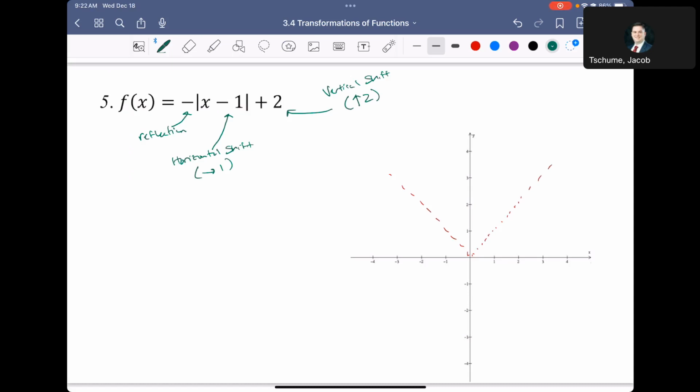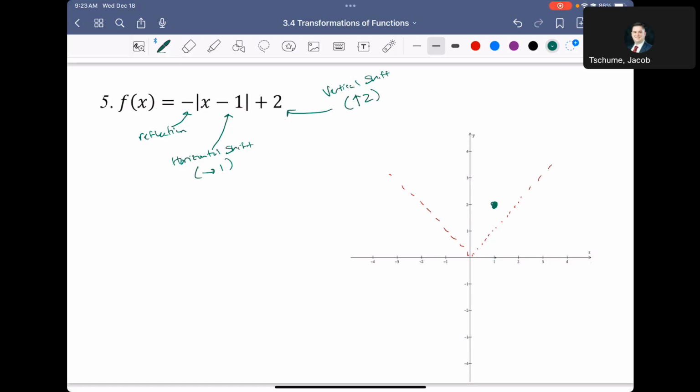We're going to take this original red dotted line you see here. I'm going to flip it upside down. I'm going to shift it to the right one and up 2. So let's start with the right one and up 2. So right one, up 2 would move my new point to here.